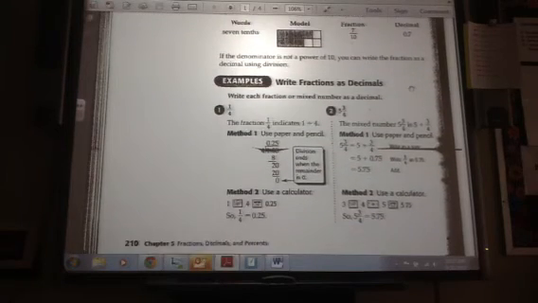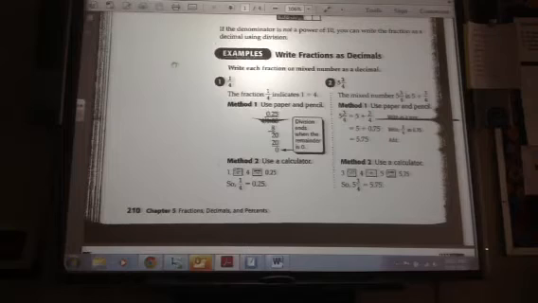All right, so it says write each fraction or mixed number as a decimal. Now, we did not cover mixed numbers in last night's video, so this will be good. So here's the fraction 1/4. And some of you may already know the equivalent decimal to this. That's one of the handful to remember that I talked about in last night's homework. The fraction 1/4 indicates 1 divided by 4.